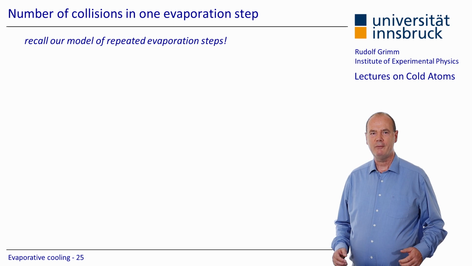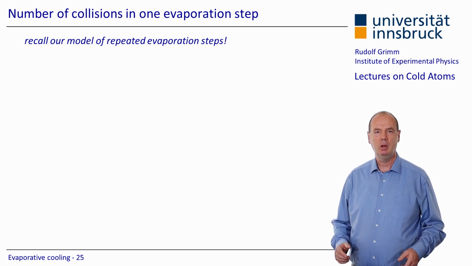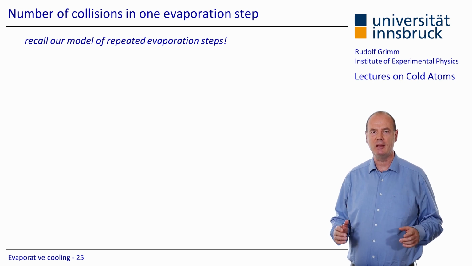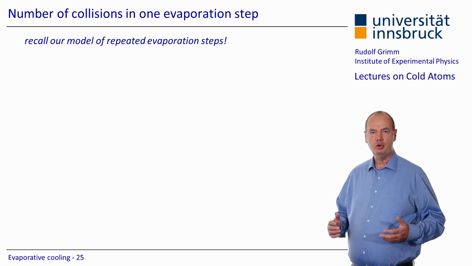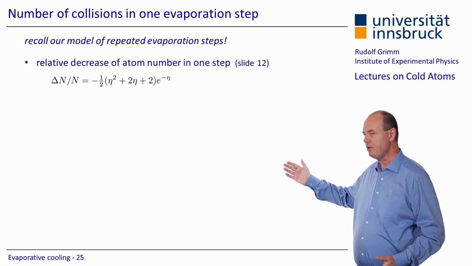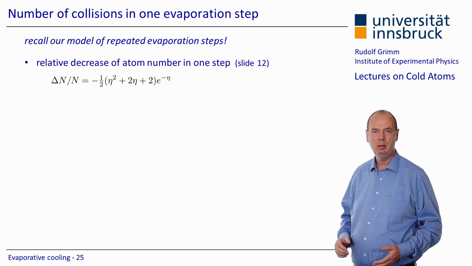Okay, we have seen that evaporative cooling requires thermalization by elastic collisions. Now, let's stay within our model of repeated evaporation steps and consider an important question. How many collisions are needed for one such evaporation step? To answer this question, let's look at the relative atom number decrease in one step as a function of the truncation parameter eta, as discussed on slide 12.